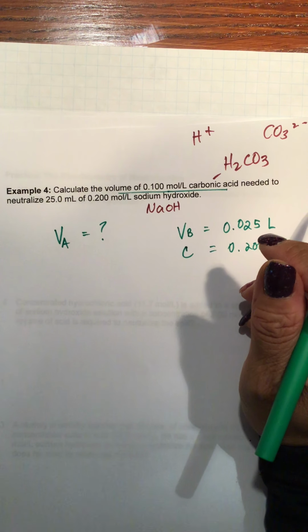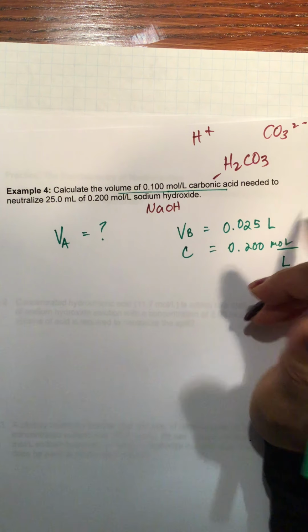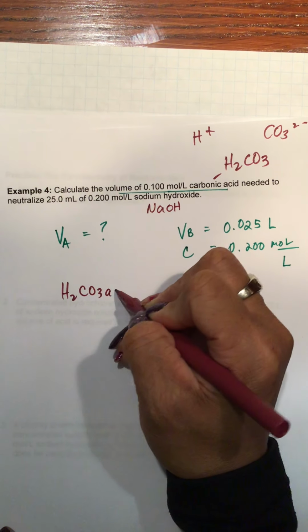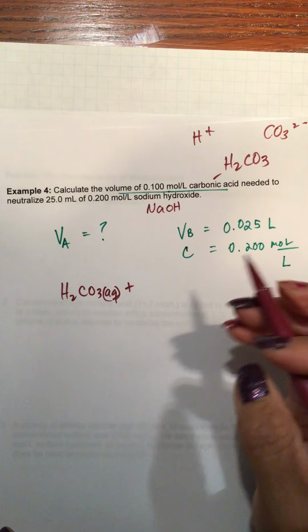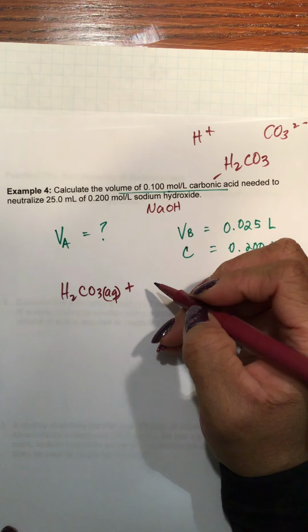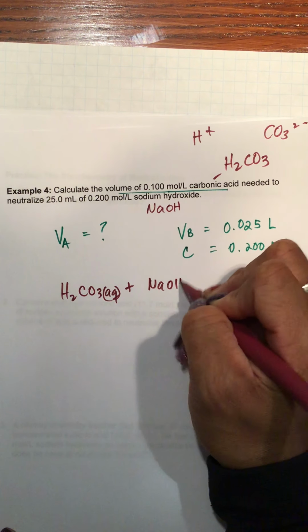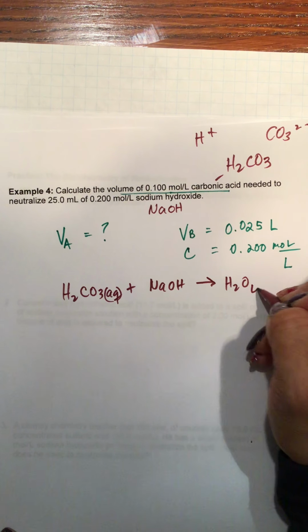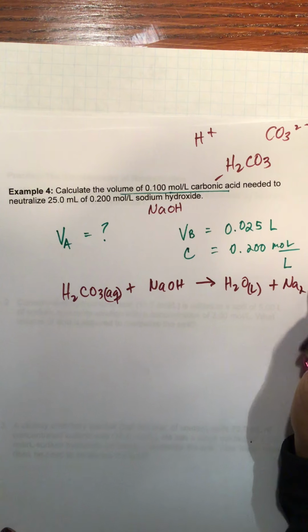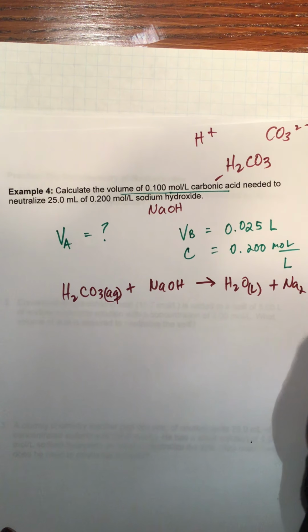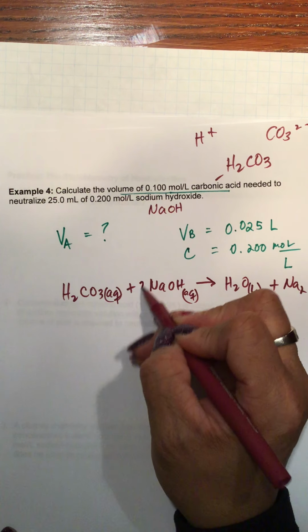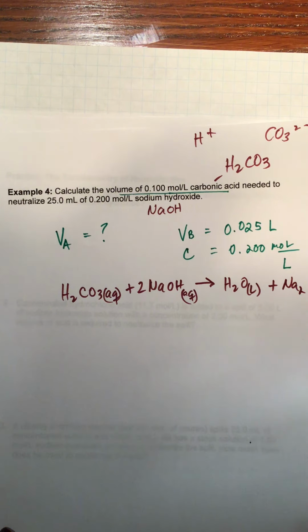Let's write down the equation first. H2CO3 aqueous plus sodium hydroxide forms water, liquid, and Na2CO3 aqueous. These are all aqueous. Balancing this, we need to put 2 in front of the sodium hydroxide and 2 in front of the water, and that will balance everything.